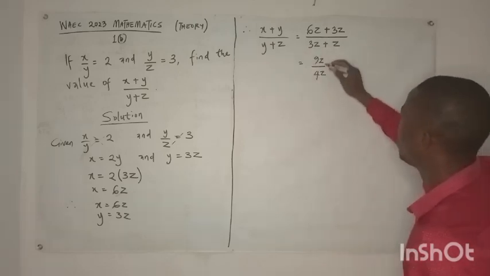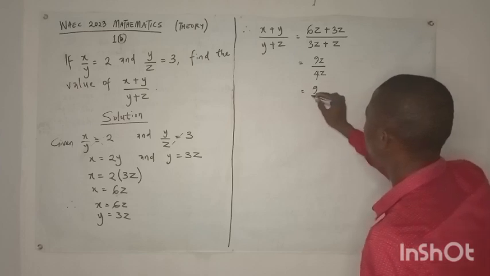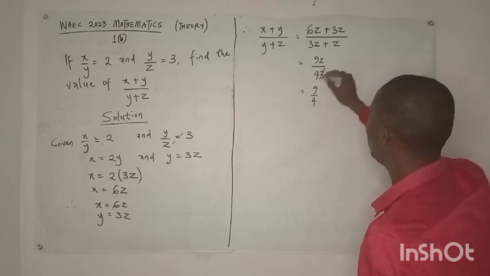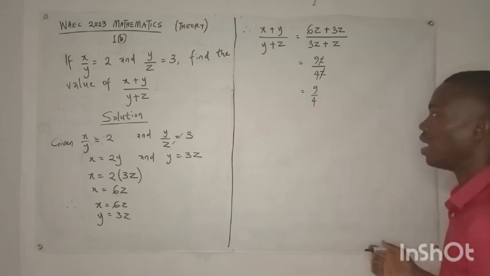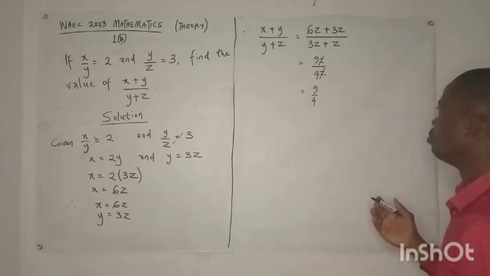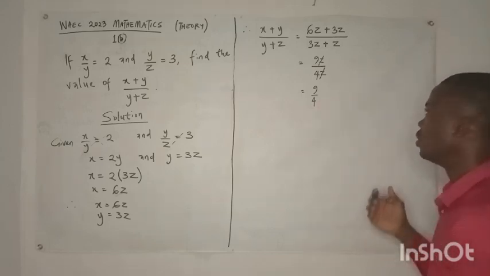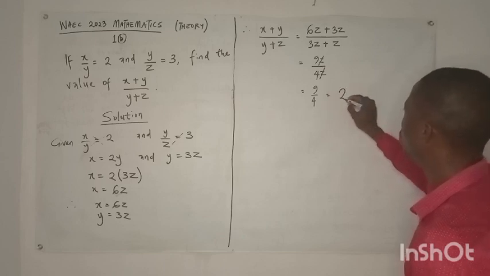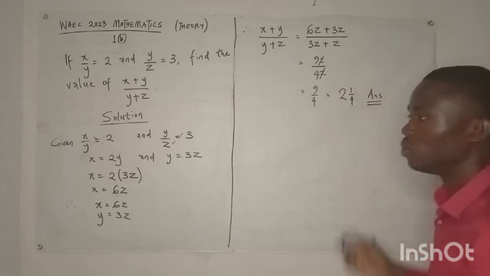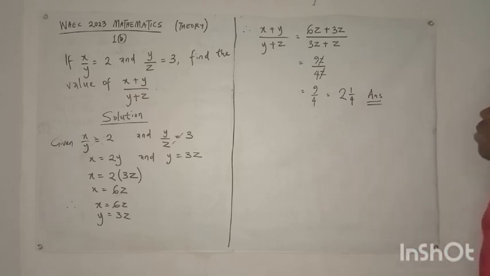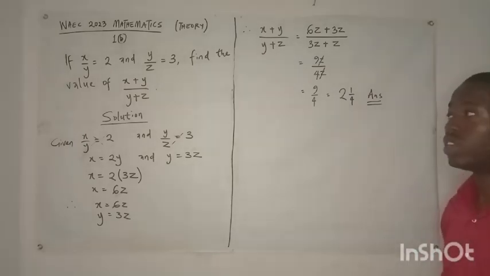At this point, z can cancel z. So we have 9 over 4 as our answer. We can leave it like this as an improper fraction, or it can be expressed further as 2 whole number 1 over 4 as the final answer. So this is how to go about solving parts A and B of the first question.